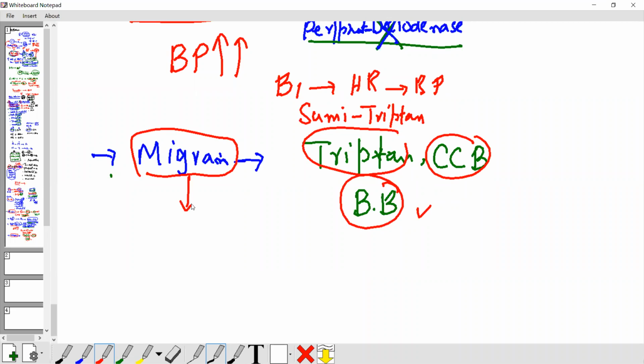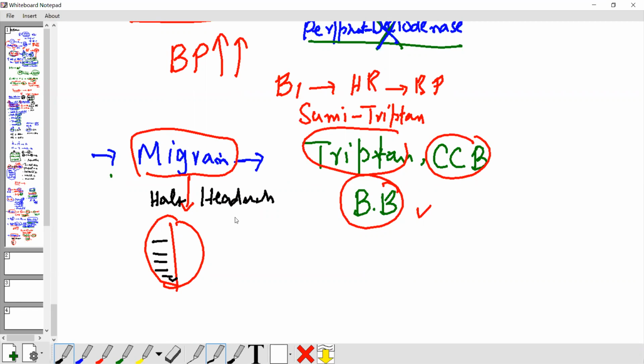Everyone knows migraine is like a half-side head pain. The patient complains of pain on this side, half-side headache, left or right side. That's a migraine. So in migraine, you can go for a beta blocker. Which beta blocker? Again, propranolol.